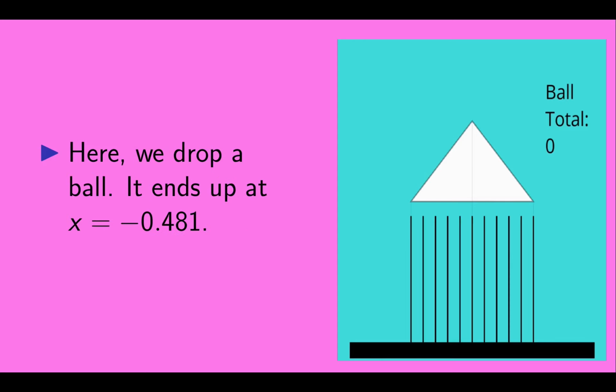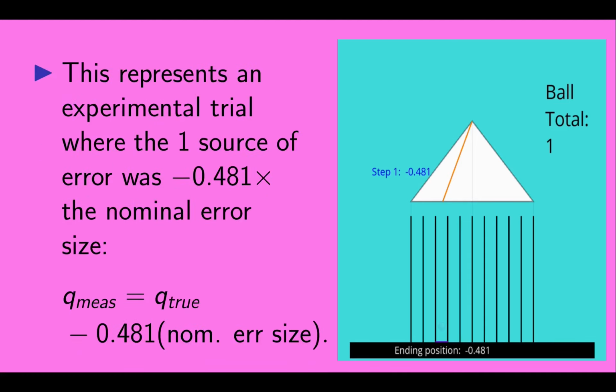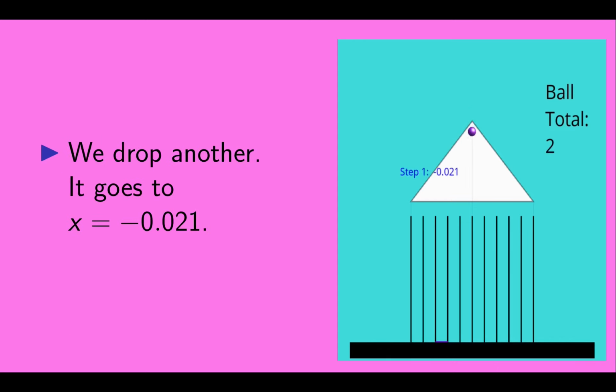Here, we drop one ball. It ends up at x equals -0.481. This represents an experimental trial where the one source of error was -0.481 times the nominal error size. So Q measured equals Q true minus 0.481 times the nominal error size. Here we drop another ball. It goes to x equals minus 0.021.